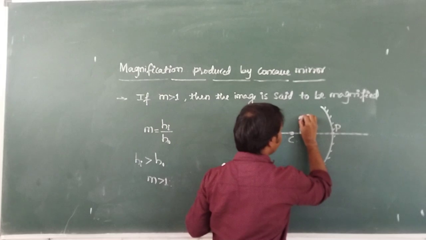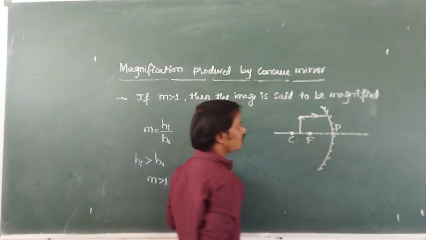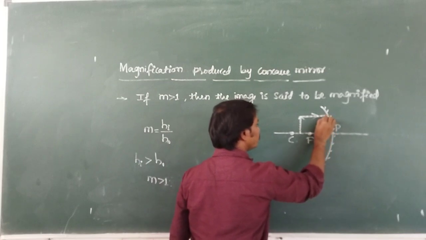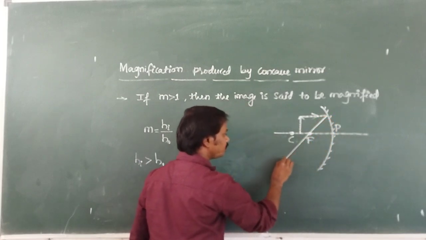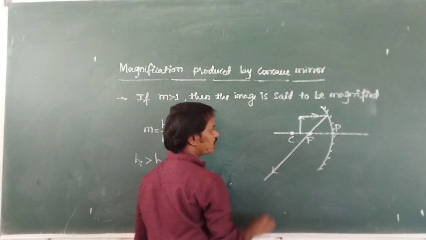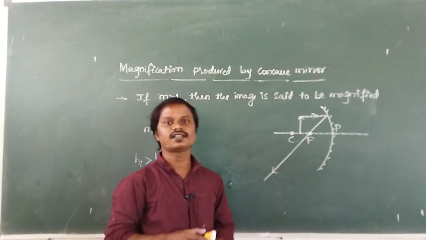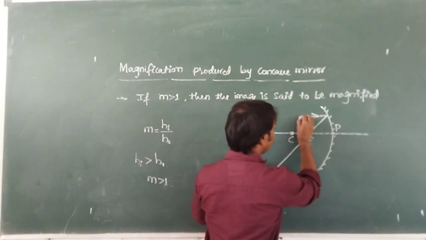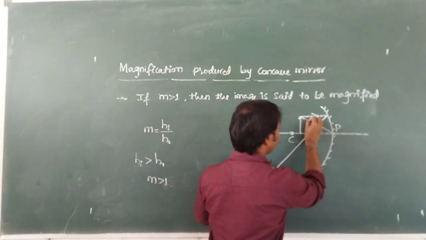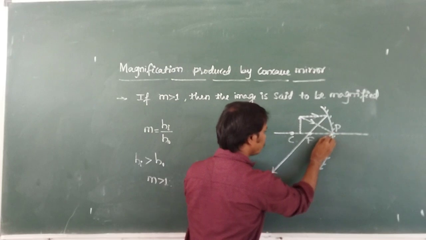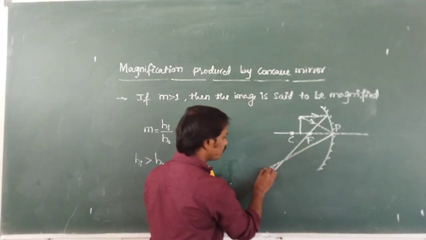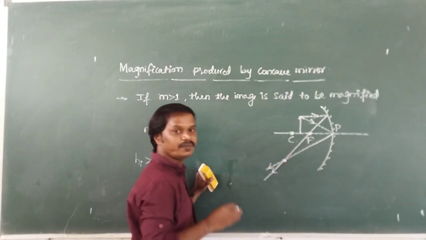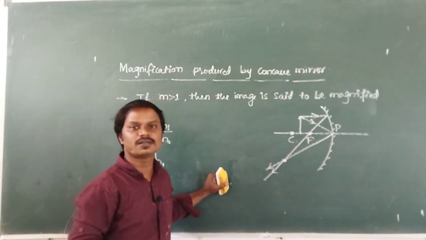First incident ray is parallel to the principal axis. After reflection, the reflected ray passes through the principal focus. And the second incident ray is incident at the pole of the concave mirror. How does the light incident here? The light is incident obliquely and the light reflects obliquely. Where these reflected rays meet, at that position we will get the image of the object.